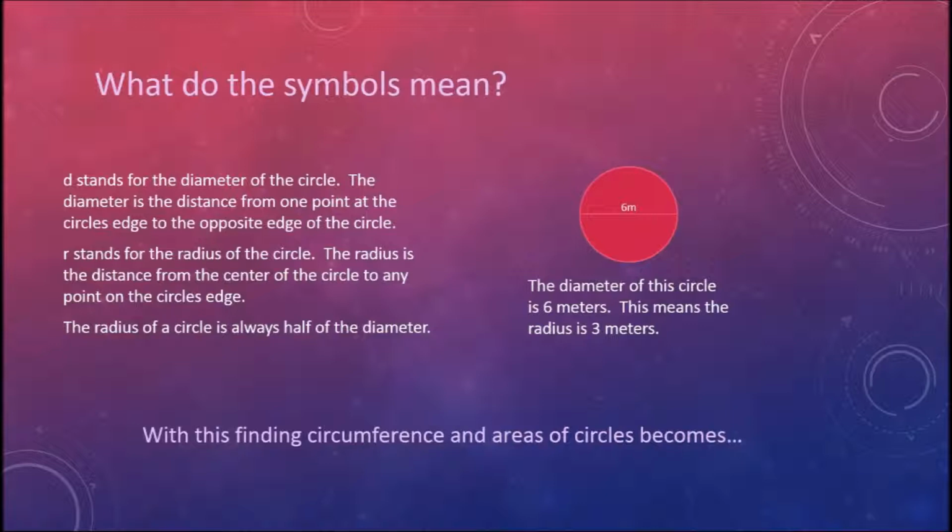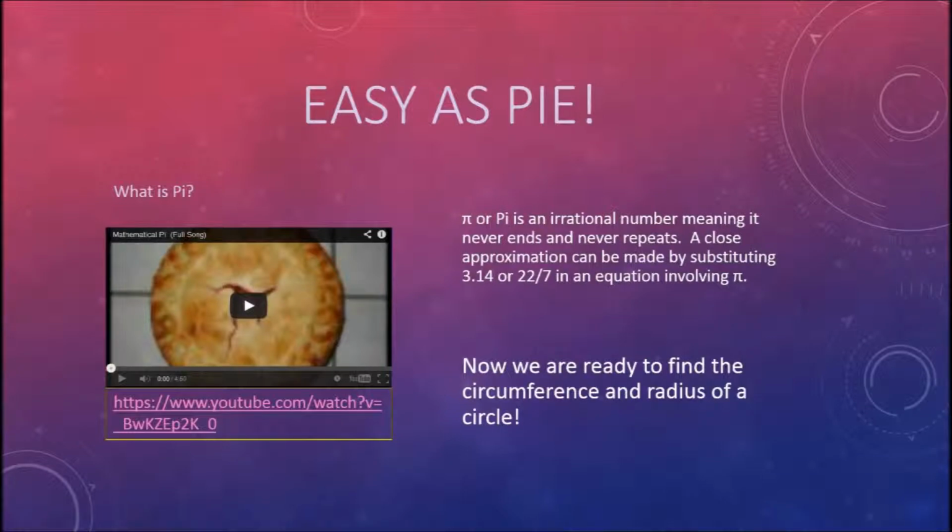The radius is a distance from the center of the circle to any point on the circle's edge. This means that the radius of the circle is always half the diameter. In our example, the diameter of this circle is 6 meters, and the radius is 3 meters. With this, finding the circumference and areas of circles becomes easy as pi.